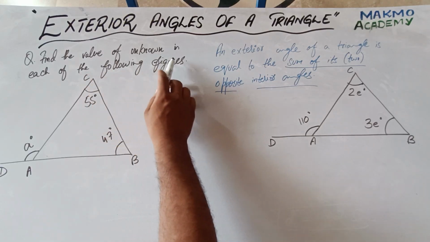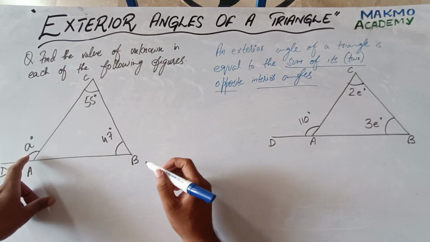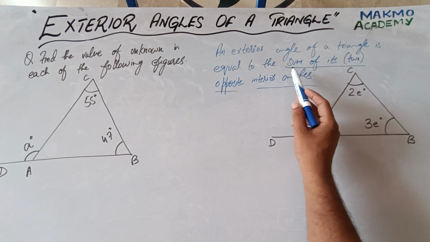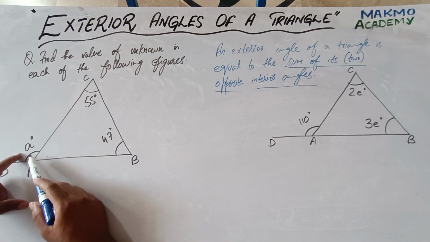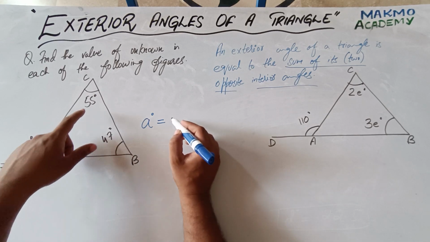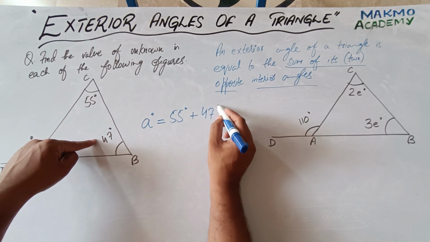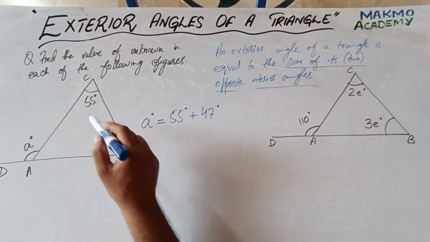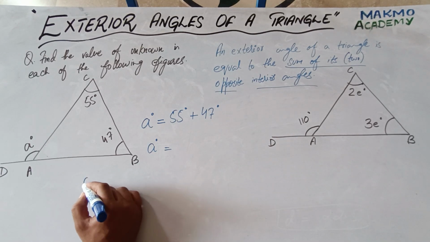Find the value of the unknown angle in each of the following figures. So the unknown angle is represented by a. According to this statement, an exterior angle of a triangle is equal to the sum of its two opposite interior angles. So the exterior angle is equal to the sum, sum means plus, of its two opposite interior angles. Now if we want to find the size of a, which is equal to the sum of its two opposite interior angles, let's add both of them, so we will get the answer.